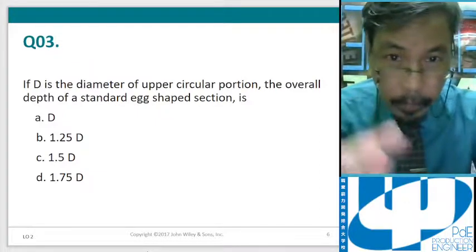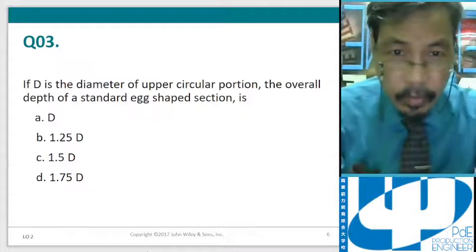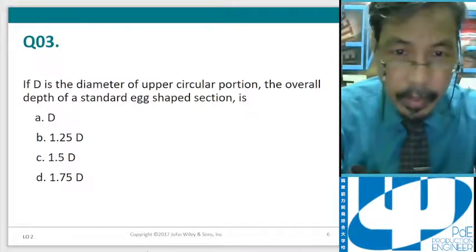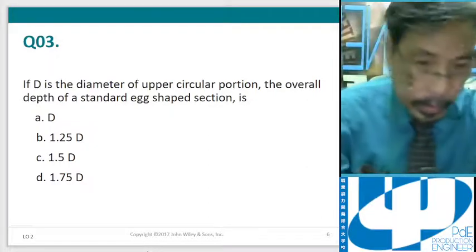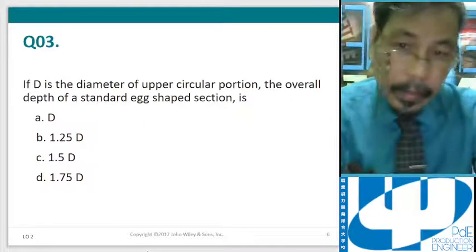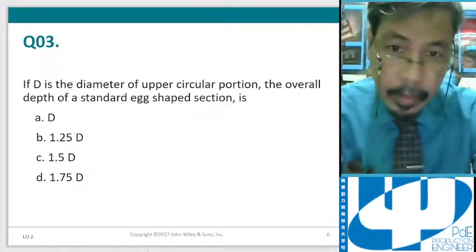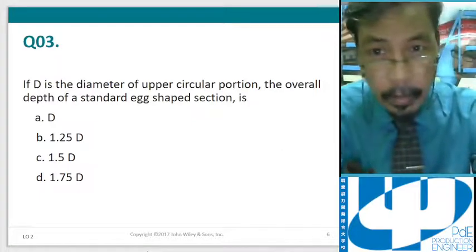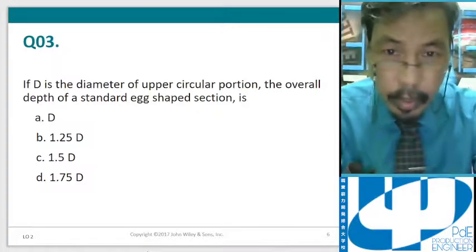The overall depth of the standard egg-shaped section is B, 1.25D, C, 1.5D, and letter D, 1.75D. I think you can solve this, but it's already taken care of from our different lectures. So the answer is 1.5D.